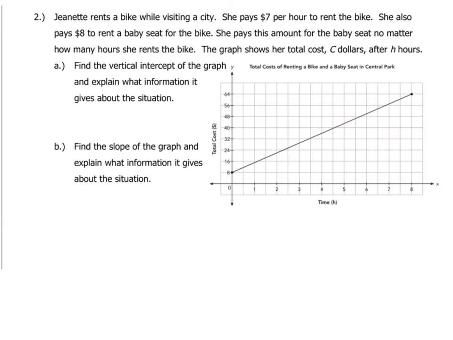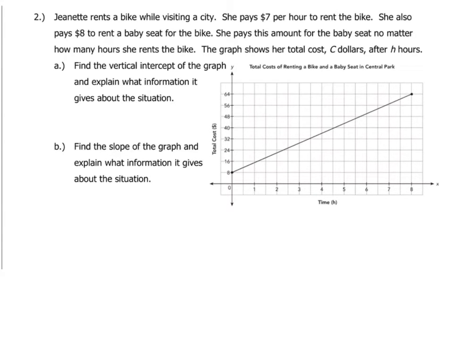Next one, Jeanette rents a bike while visiting a city. She pays $7 per hour to rent the bike. She also pays $8 to rent a baby seat for the bike. She pays that amount no matter how many hours she rents the bike. The graph shows her total cost $C after H hours.